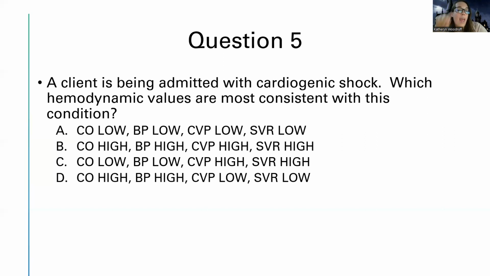The other one, A, would be true for something like hypovolemic shock. And you can also have that in septic shock as well.